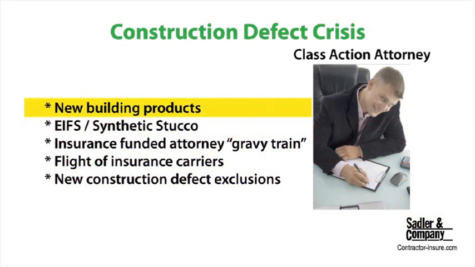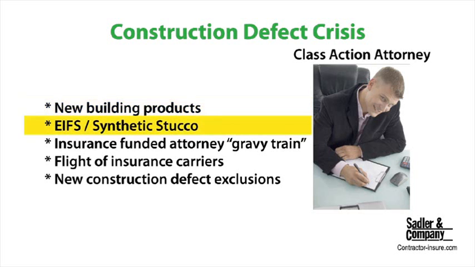The building industry is constantly experimenting with new building products and techniques in an effort to reduce cost, become more efficient, and to add value. Sometimes these products don't stand the test of time, and unforeseen problems can arise that result in construction defects. Examples include EIFS, or synthetic stucco, masonite, Georgia Pacific siding, polybutylene plumbing, and more recently, Chinese drywall.